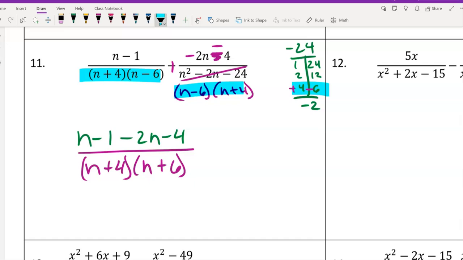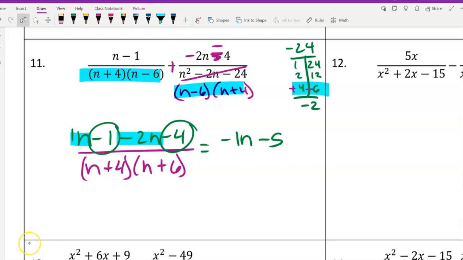Let's combine our like terms. We have n minus 2n, so 1 minus 2 is negative 1. And negative 1 minus 4, oh, there's an n here, sorry. Negative 1 minus 4 is negative 5. All right, so negative 1n minus 5 all over our common denominator, n plus 4, n plus 6.